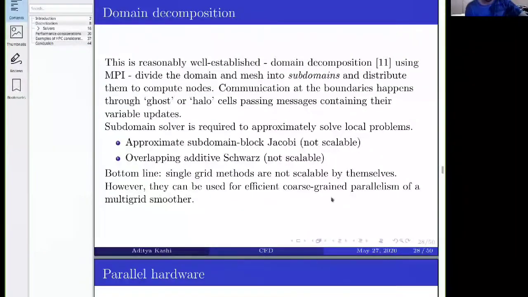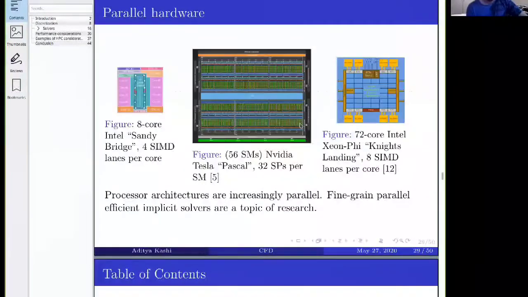But the problem here is that both of these are not parallel scalable, in that as we increase the number of processors, they will need more and more iterations to converge the problem. What we really want is, as we increase the number of processors, a constant number of iterations. So we need a multi-grid method, and single grid methods don't work. However, these methods can be used for the global smoothing inside a multi-grid method. Because every multi-grid level is spread across all these different processors, we need something like this for the global smoother. And locally on each node, we use a simpler smoother like Gauss-Seidel.